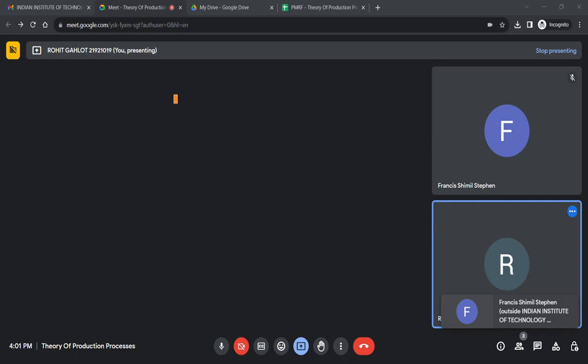So let's start. The first question is we need to design the dimensions of a cylindrical riser which will be used for casting a brass cube which has a dimension of 20 centimeters, and the volume shrinkage given to us is 9%. Firstly, we need to read the question carefully.